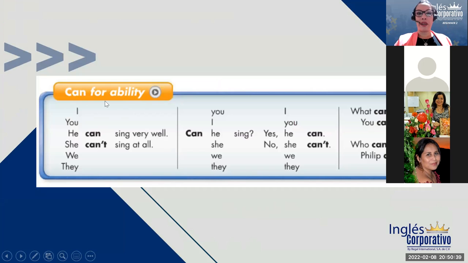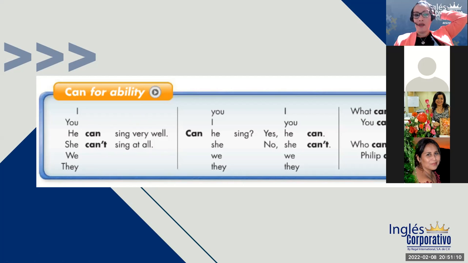¿Cómo se forman las oraciones? Se nos explica primero va el sujeto, puede ser el pronombre o el nombre de la persona. Por ejemplo, yo podría decir, María, si fuera ella, ¿verdad? María can sing very well. Estoy diciendo que María puede cantar muy bien. O usar el pronombre personal, she. She can sing very well.